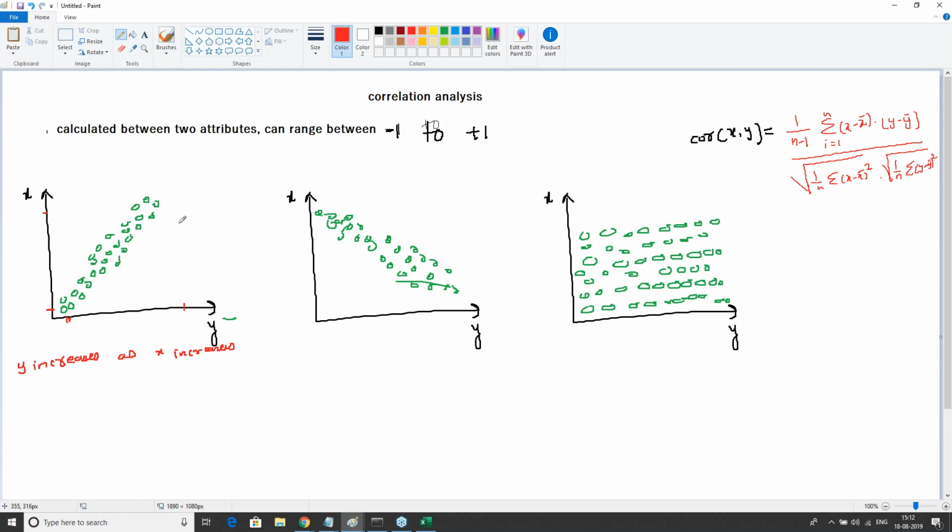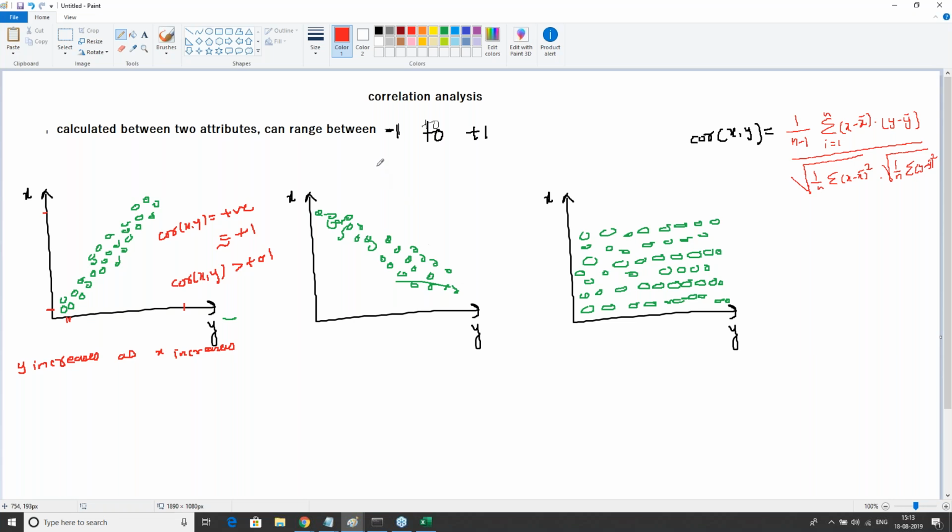Whenever this situation exists and you calculate correlation between x and y, it will always be a positive value. It will be very close to +1. The correlation between x and y will be very close to +1 if this situation exists, and mostly it is going to be higher than +0.1.